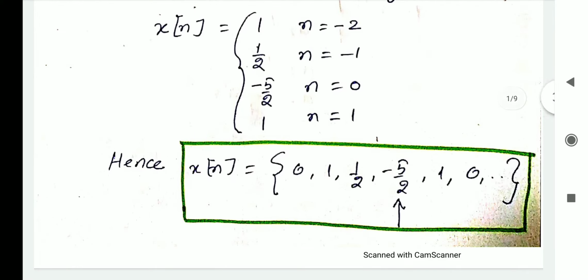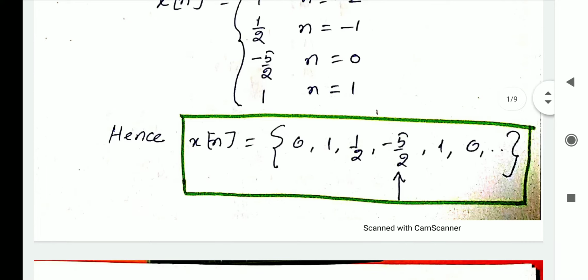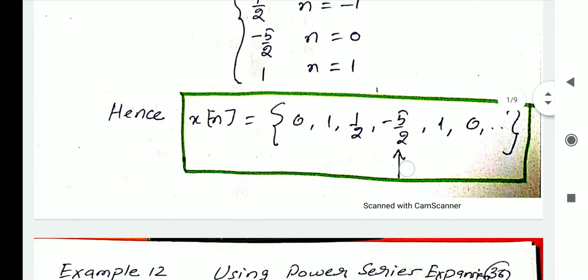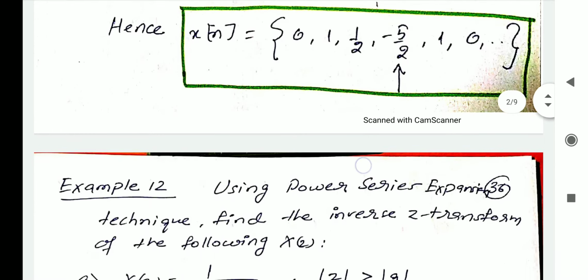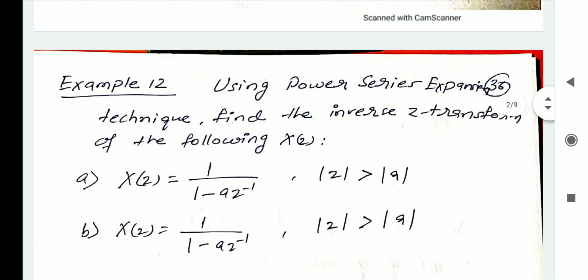Hence we can directly write x of n in this particular form, where these are the values of x of n at different values of n. At n equals 0, the value is minus 5 by 2. So this is one of the methods of obtaining x of n from the X of z given to us. Let us solve another question.